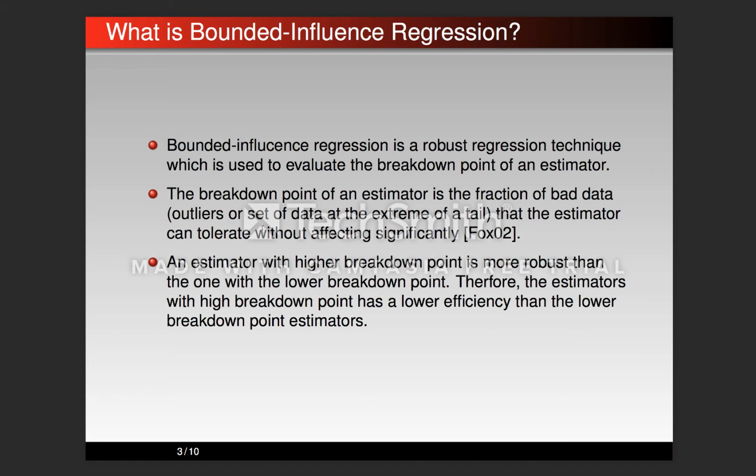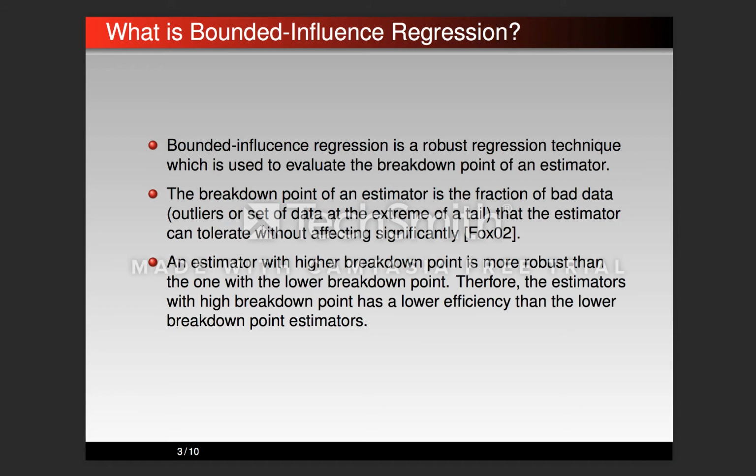Bounded influence regression is a robust regression technique which is used to evaluate the breakdown point of an estimator. By robust regression, we mean any regression technique which is used when there are many outliers in the dataset, and it is used to overcome the influence of such extreme observations. The breakdown point of an estimator is the fraction of bad data that the estimator can tolerate without being affected significantly. By bad data, I mean the outliers or any set of data at the extreme end of the tail.